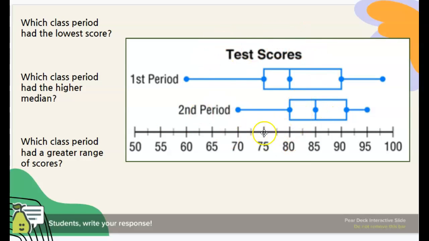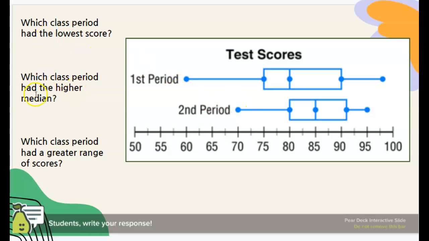And then here are some test scores from first and second period. This is not actually my first and second period, but it says which class period had the lowest score. So if you notice, the lowest score would be your minimum. First period had a minimum score of 60. Second period had a minimum score of 70. So first period had the lowest score.